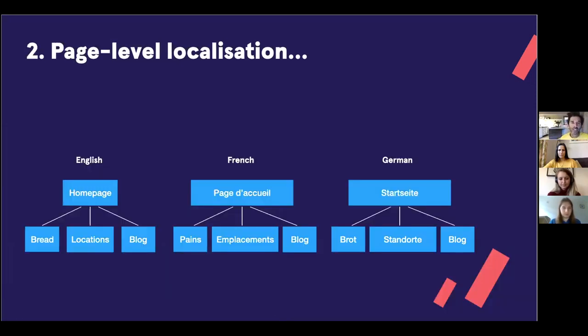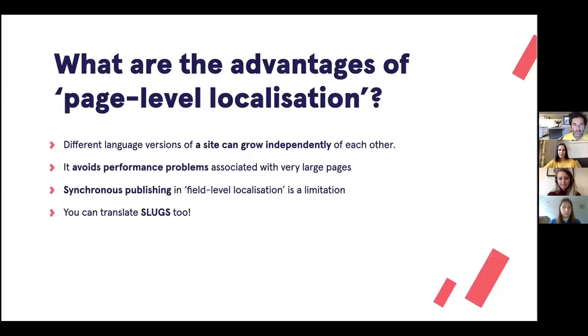The other option is to do page level localization. So this is where each language variant is stored in a completely separate page in Wagtail, and that ends up creating separate language branches or sites within your Wagtail instance. And this approach works better as a more flexible, scalable solution, we think. So this is the approach that we've taken in Wagtail-localize.